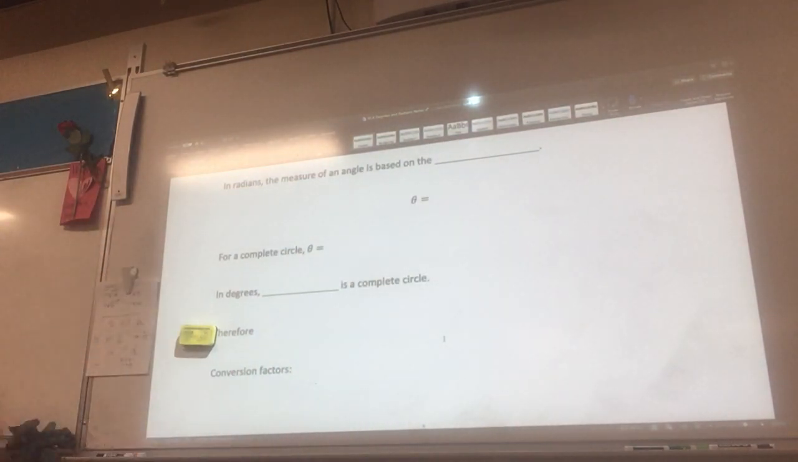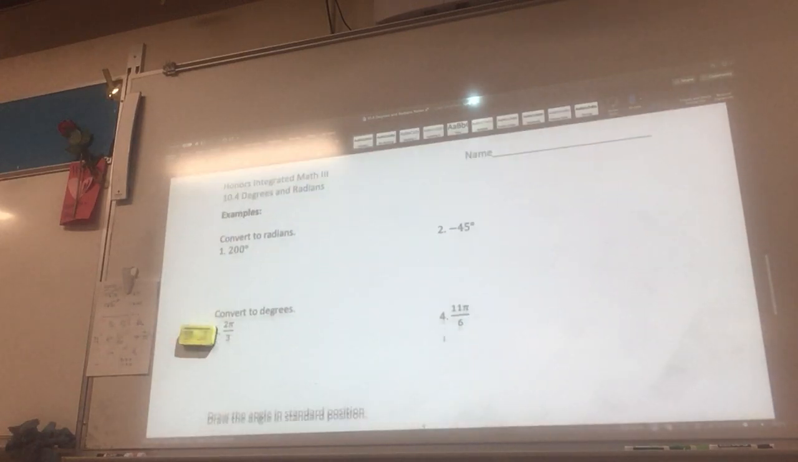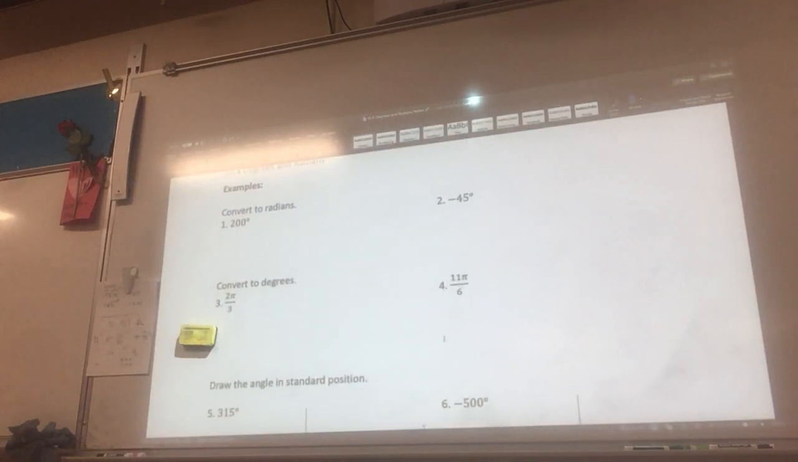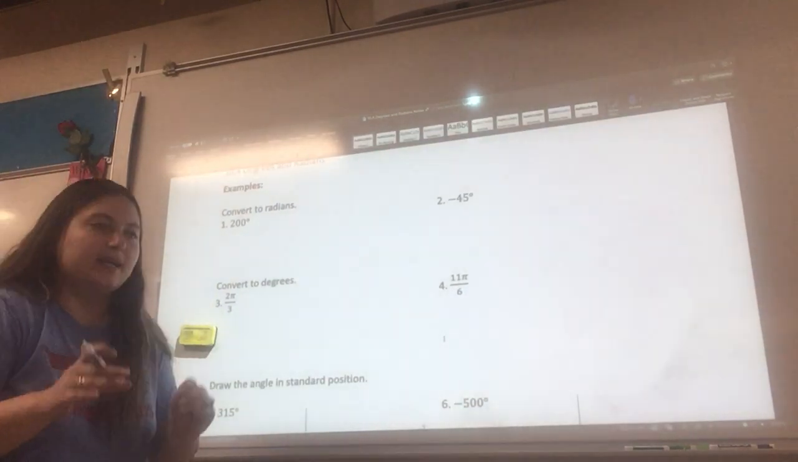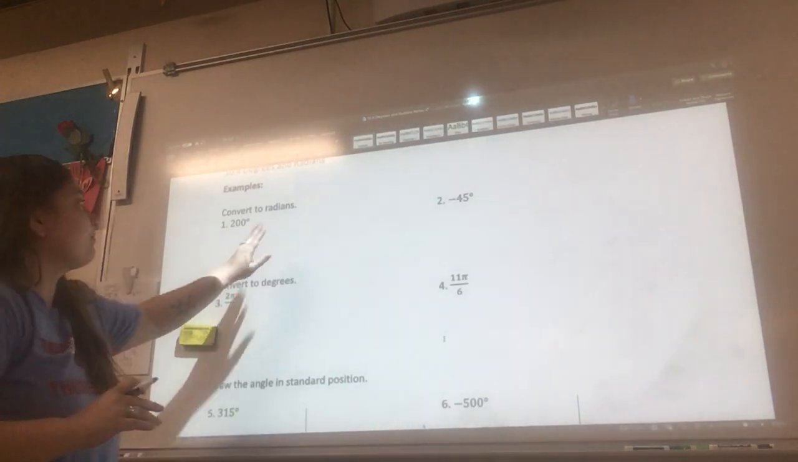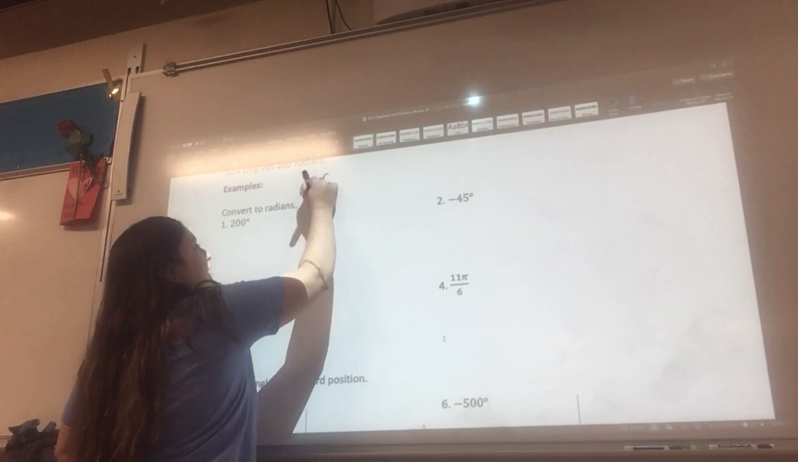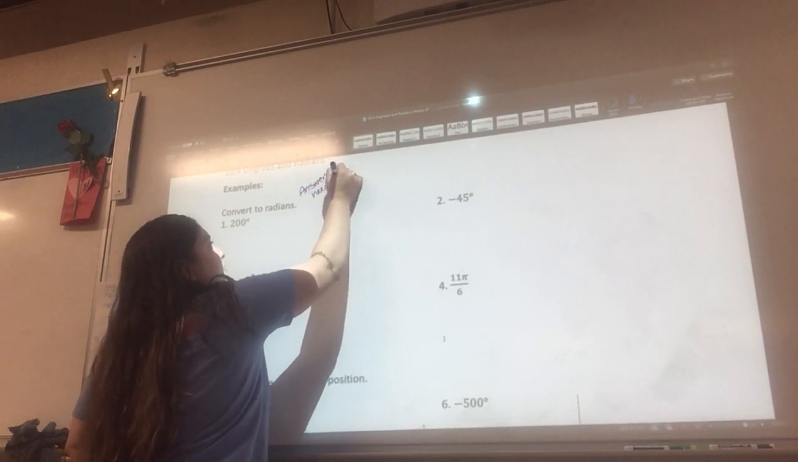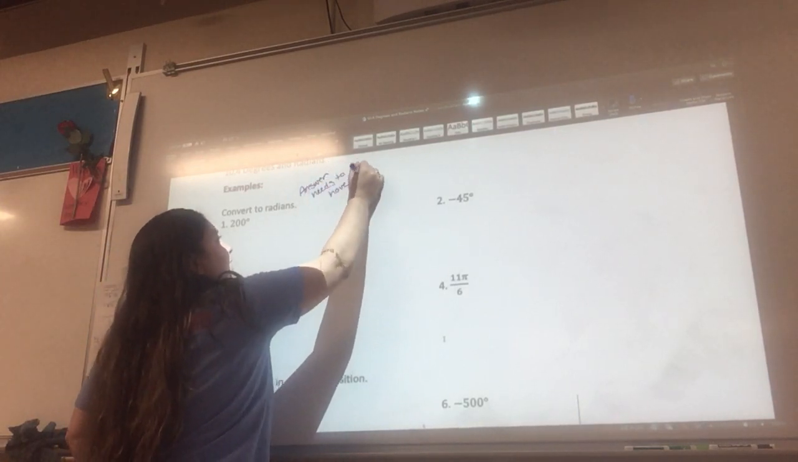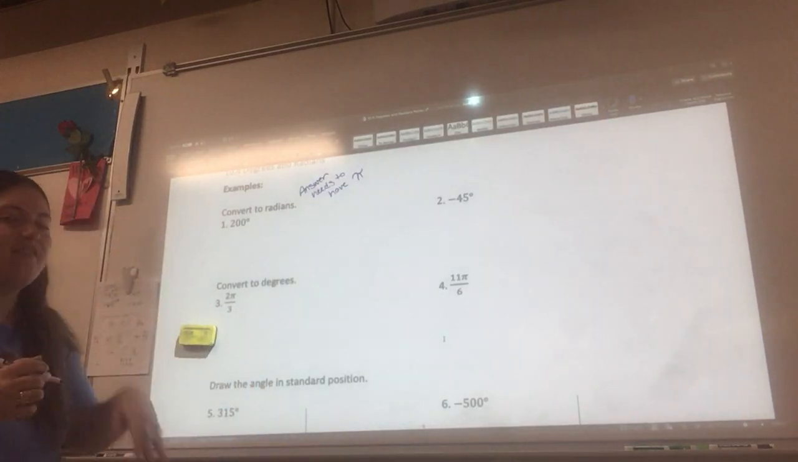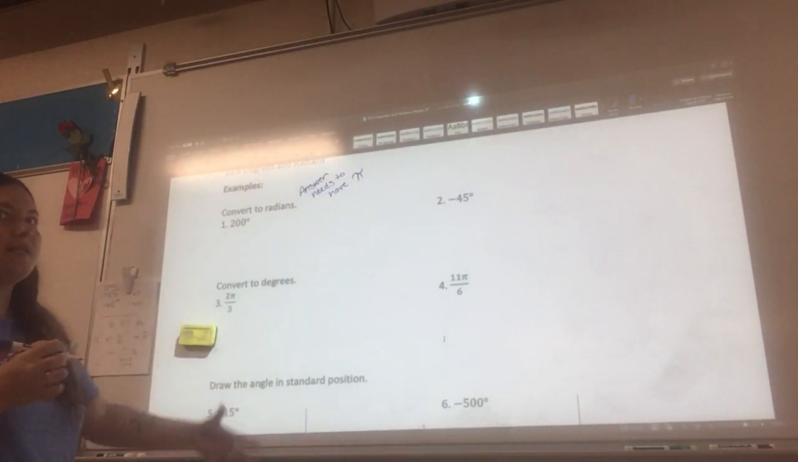Okay. So now we're going to look at some examples. Our first couple of examples are straightforward. We're converting to radians and to degrees. To convert to radians, your answer needs to have pi in it, and always on top.